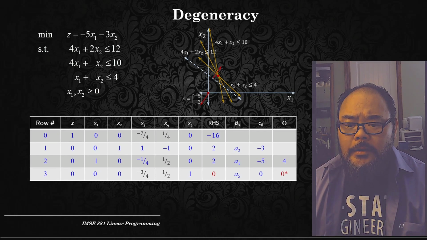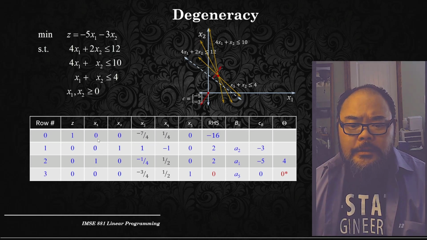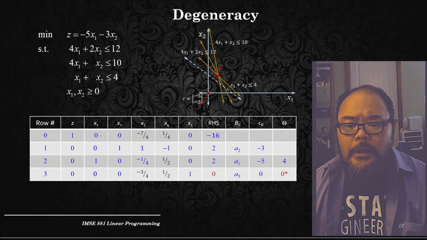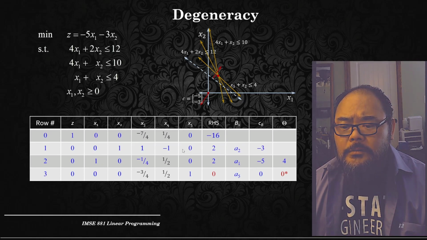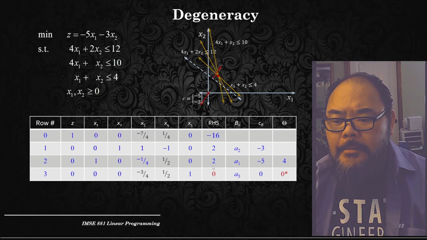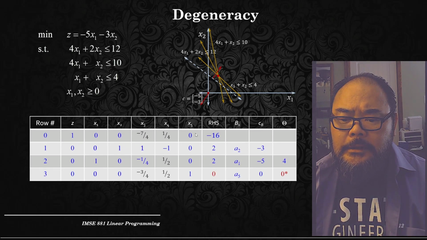simplex tableau. How does that happen? We see that here, currently x2, x1, and x5 are the basic variables. x2 equals 2, x1 equals 2, and x5 equals 0. So we do have a basic variable taking a value of 0. What does that mean? Take a look.